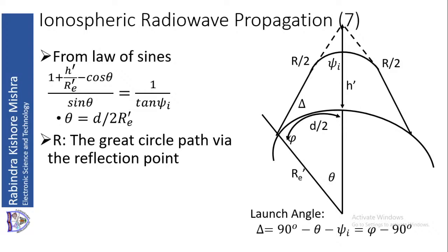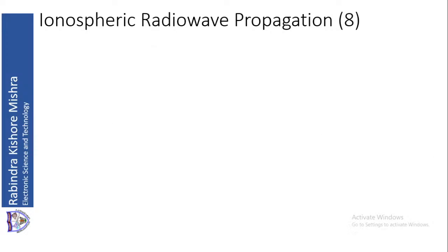So this is the value we used earlier for the flat earth model. What is capital R in this case? That capital R is the great circle path via the reflection point in the top. Via the reflection point you get capital R. Therefore, capital R will be 2 r dash sin theta by sin psi I. This also comes from the law of sines. So this part we have seen.